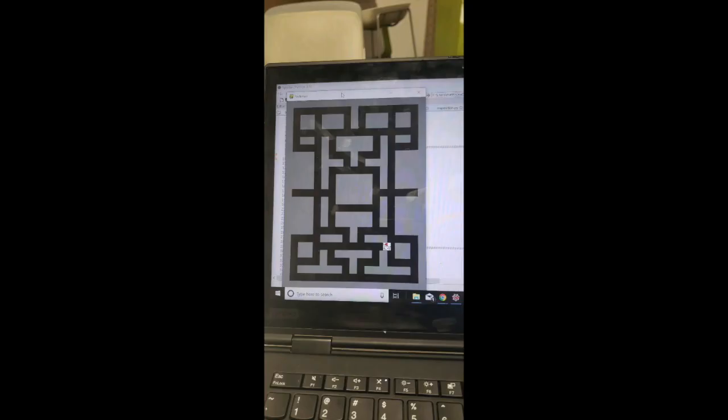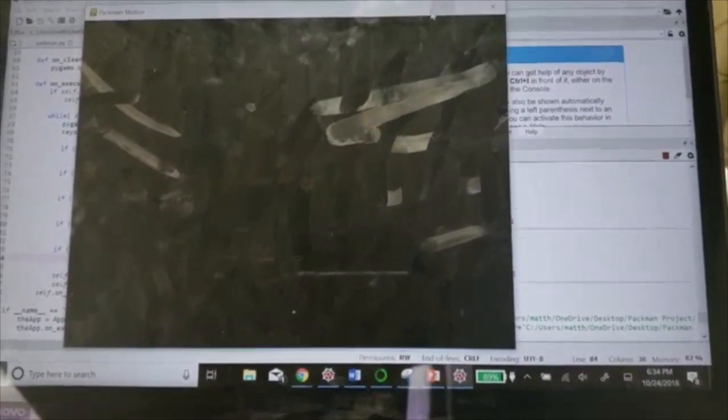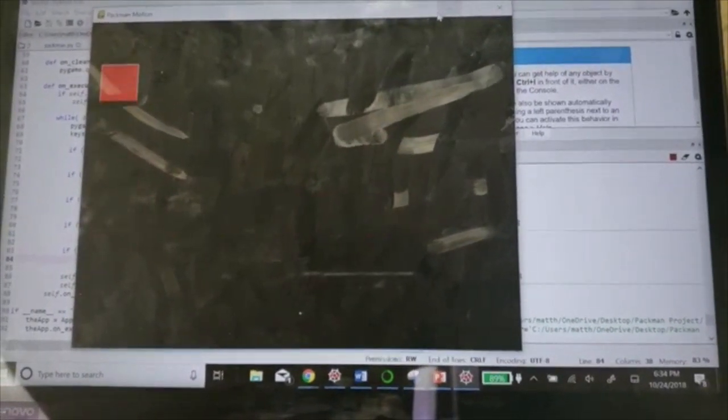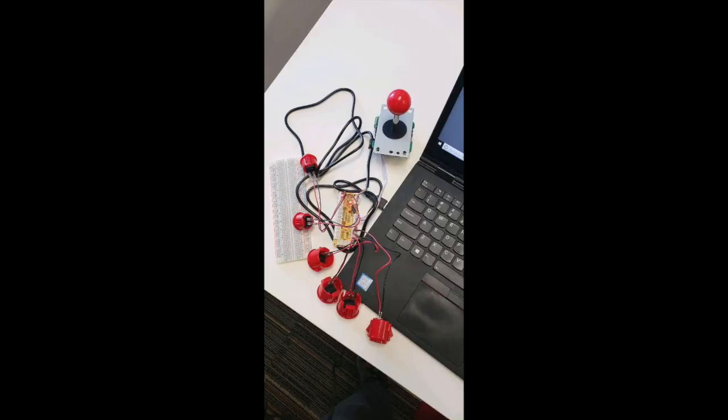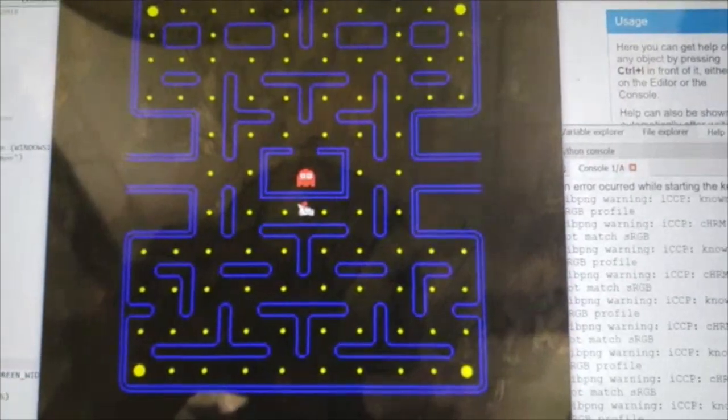Here we have our early stages in the map for Pac-Man, followed by the early movement of Pac-Man using the control system. Then we implemented the joystick and buttons, and here's our final product.